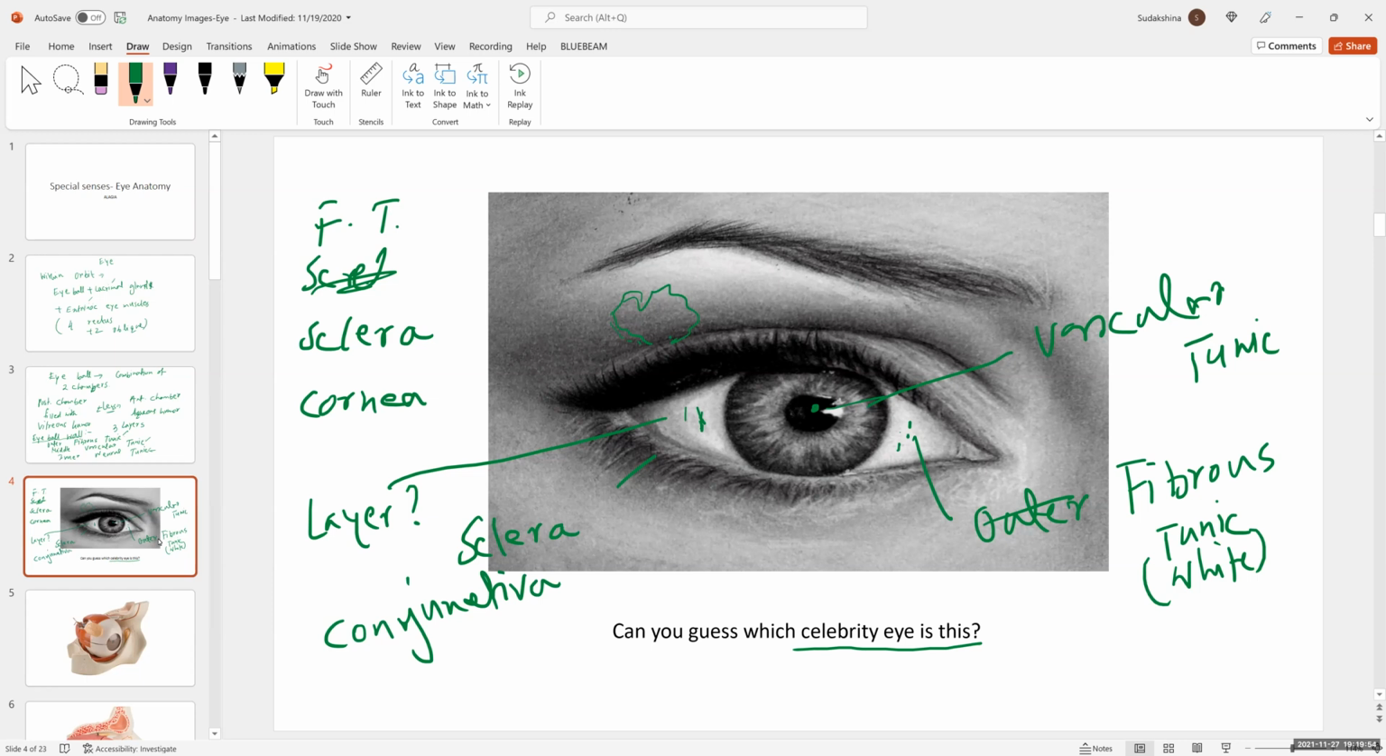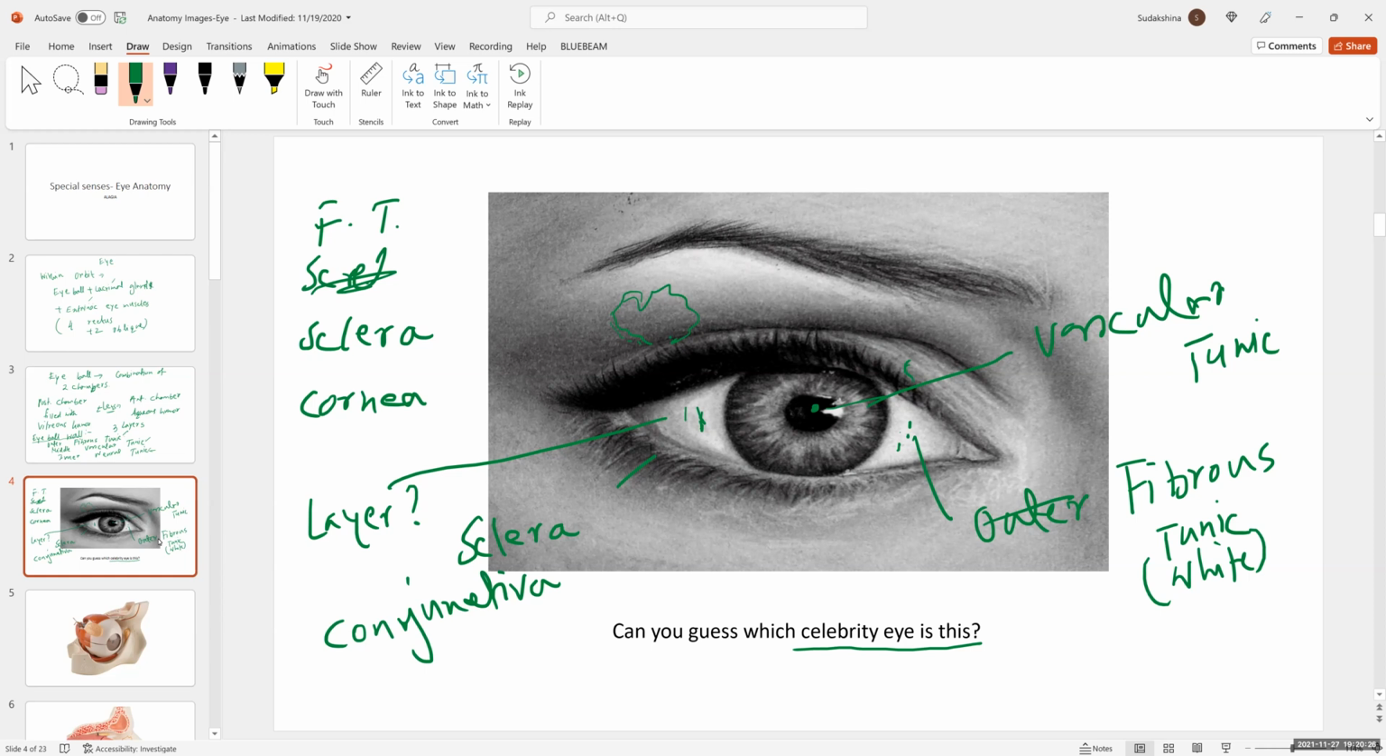FYI, conjunctiva is not just here, but if you flip your eyelids, within the eyelids is also conjunctiva. It's a mucous membrane with stratified epithelial tissue. So anyway, the palpebral and ocular, we don't have those. But if you take this eyelid and flip it, the interior of the eyelid is lined also by conjunctiva.